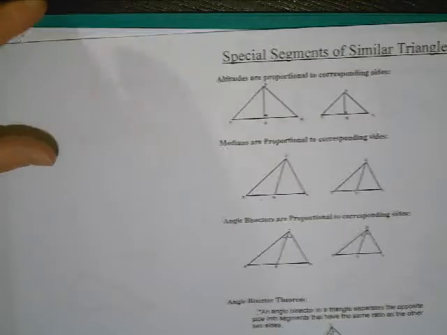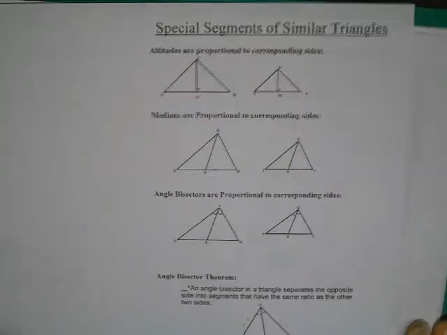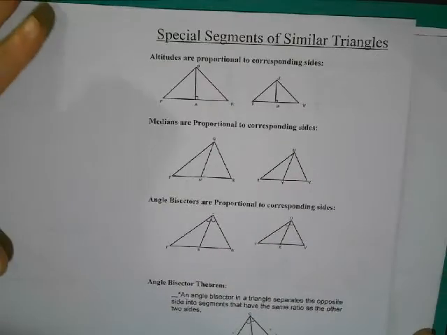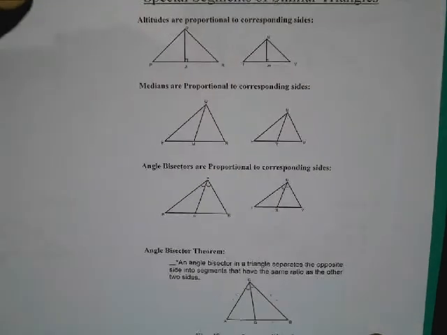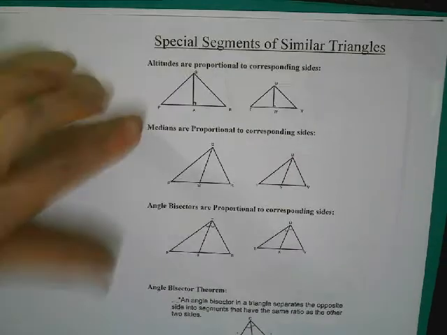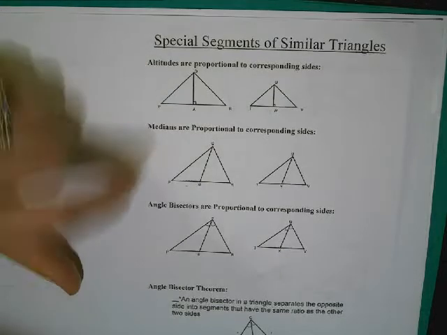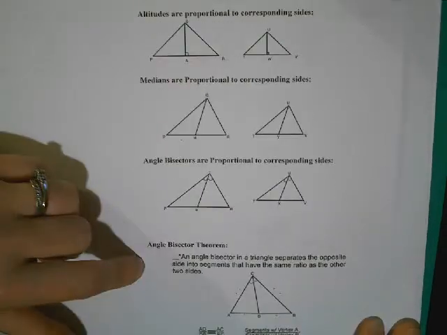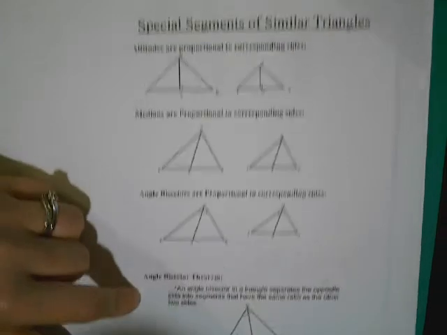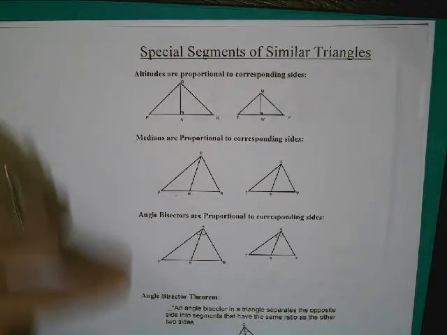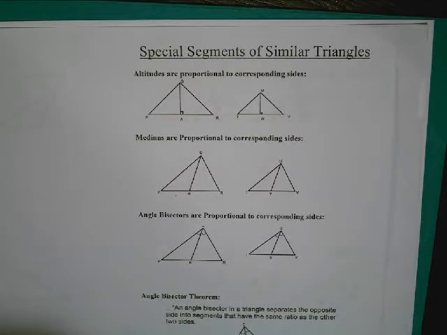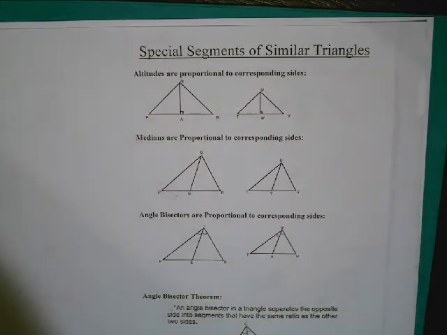Hi everybody. This video is going to talk about special segments of similar triangles. So, if you look on here, we've got several different types of segments that happen in triangles. We've got altitudes, medians, angle bisectors, and then there's also the angle bisector theorem, which we'll talk about at the bottom. But just to start off with, let's talk about these three different types of special segments that can happen in triangles. And let's review the vocabulary that goes along with them as well.